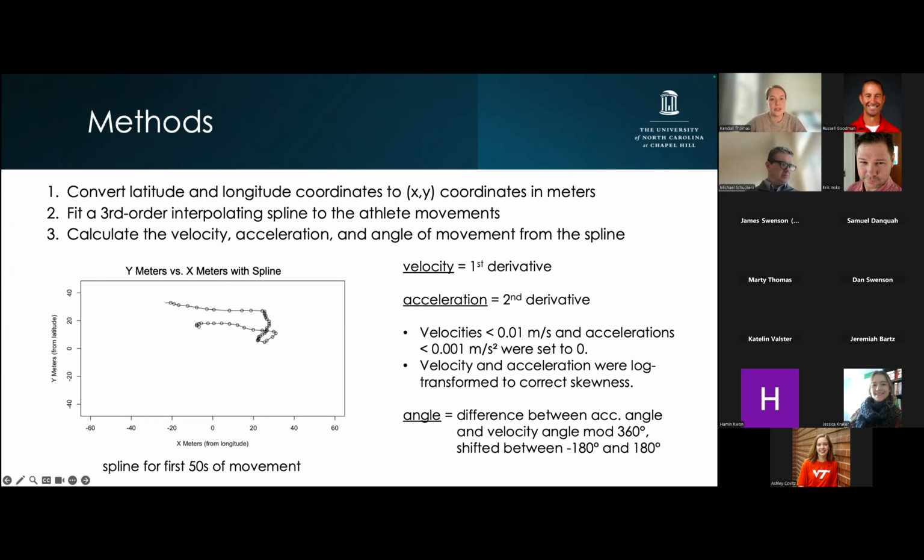And then lastly, we took the difference between the angle for velocity and acceleration, and we looked at that mod 360 and then shifted it between -180 and 180. So it represents basically turning all the way left versus turning all the way right, so that we can get an idea of the direction of those movements as well. And so this spline just shows the first 50 seconds of movement for one player in a game.